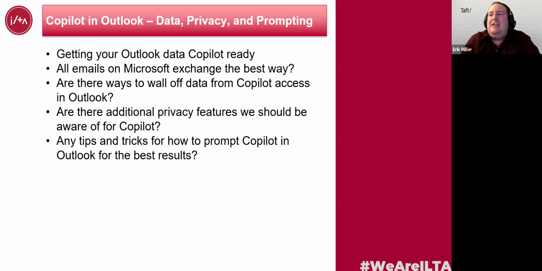Correct. Okay, so we talked about this a little bit earlier, but I know it's something that's been asked and talked about really frequently. Obviously, we're law firms. We have a ton of sensitive data and potentially clients that are saying at the moment, you can't use generative AI on our work. So are there ways that we can wall off data from Copilot in Outlook?